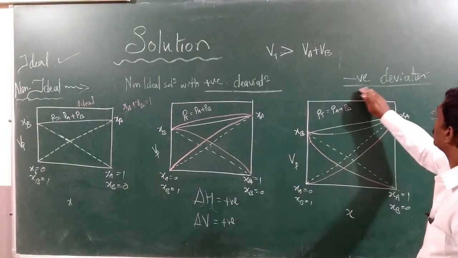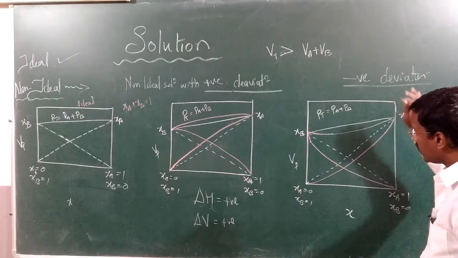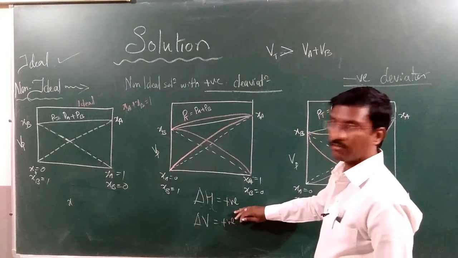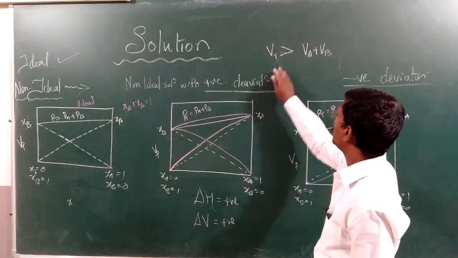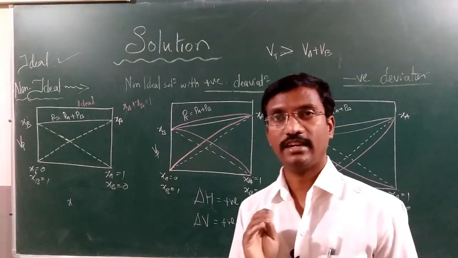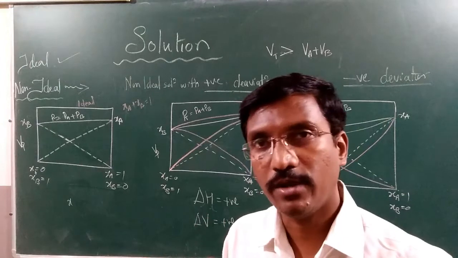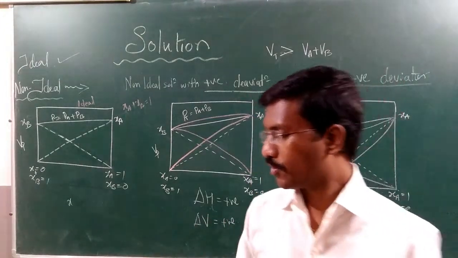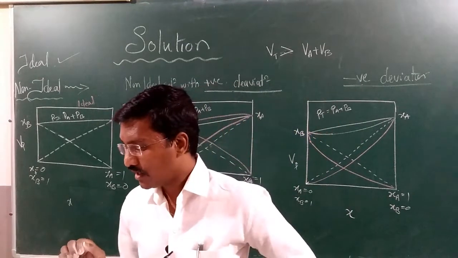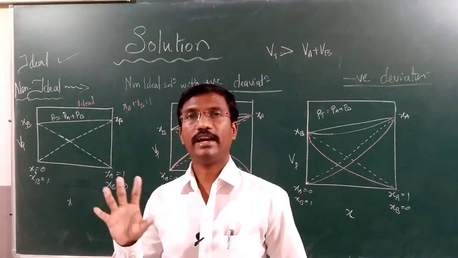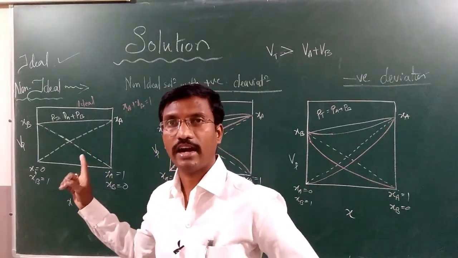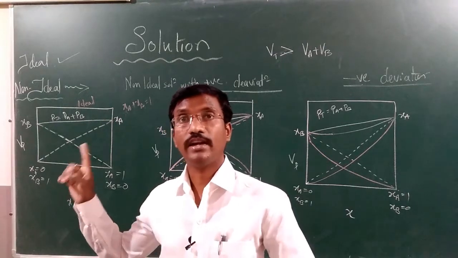The non-ideal solutions with negative deviation are said to have negative deviation when the change in enthalpy is decreased, meaning it is a negative value, and also the change in volume of mixing is decreased, it is negative, then it is called negative deviation. So I hope you can understand what positive deviation is and what negative deviation is. Here, if delta H and delta V remain the same, if they are equal to 0, then it is an ideal solution. If not equal, it is non-ideal.